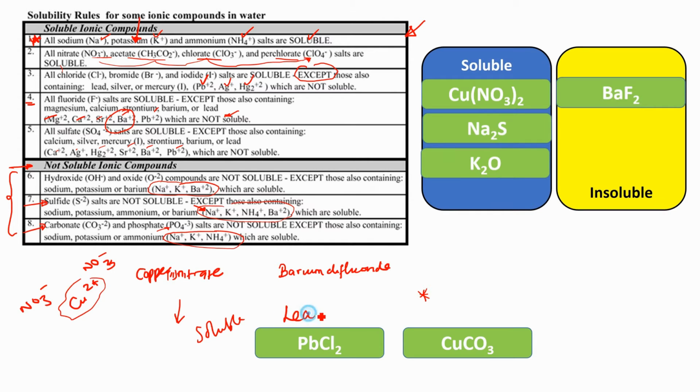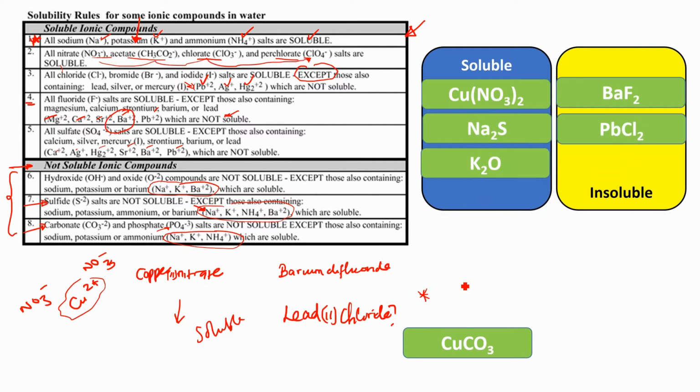Next we have lead 2 chloride. Is lead 2 chloride soluble? We go to the rules for chlorides. All chlorides are soluble with the exception of lead, silver, mercury. So lead is an exception. It's not soluble.